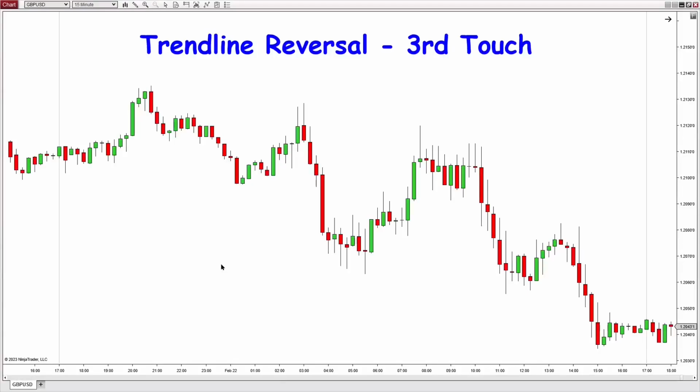Here is an example of the trendline reversal. Normally we trade the third touch of the trendline. As the market develops, we can see here is a high and then it makes a lower low comparing to here. This is the start of the day. And then it makes a lower high until we see this going down. Here is lower than the previous low.